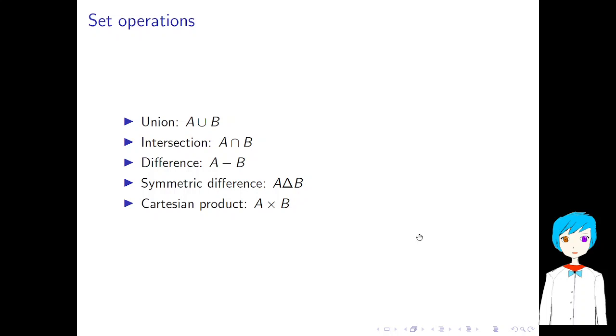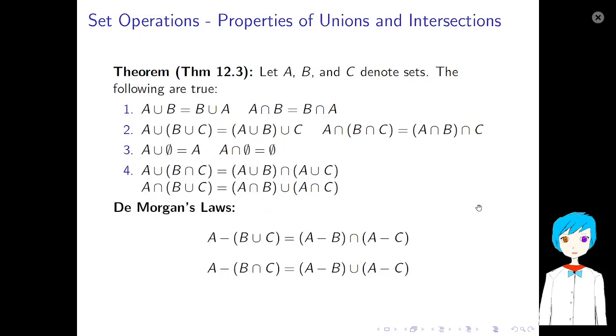We have some properties of union and intersection. To be more specific, we have the theorem. If we denote A, B, and C to be sets, the following rules are true. The commutative rule: A union B is B union A, and A intersect B is B intersect A. The associative rule: (A union B) union C is A union (B union C), and (A intersect B) intersect C is A intersect (B intersect C). The union of A and the empty set is A. The intersection of A and the empty set is the empty set.